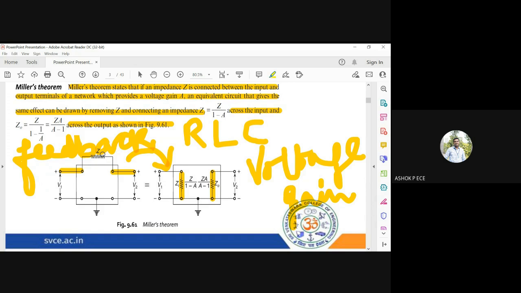But if there is a resistance between input and output, base and collector, that resistance can be simplified using Miller's theorem into one resistance completely at the base side, one resistance completely at the collector side. Okay, I hope the explanation for Miller's theorem is clear.